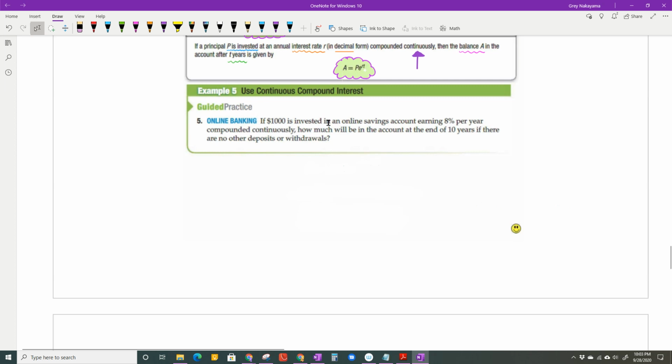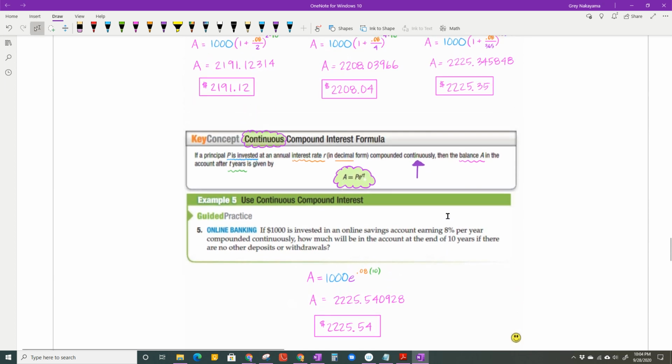If $1,000 is invested in an online savings account earning 8% per year, compounded continuously, how much will be in the account at the end of 10 years if there are no other deposits or withdrawals? So in my formula, I'm going to have A equals P, which is the amount I invested, $1,000. It's always going to be an E, and R is my interest rate, which is 0.08, and time is still 10.